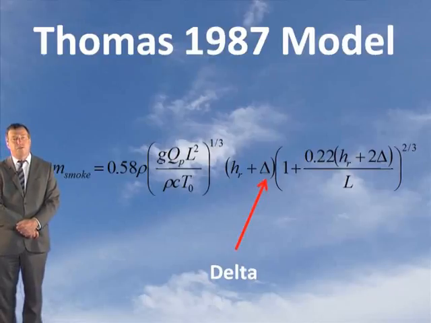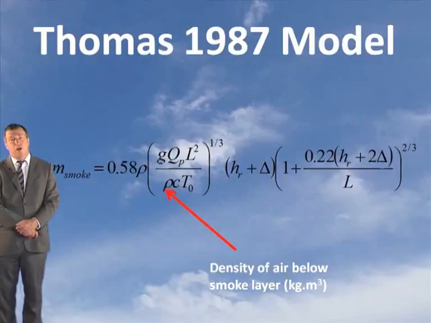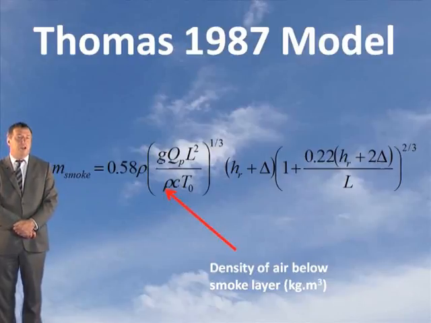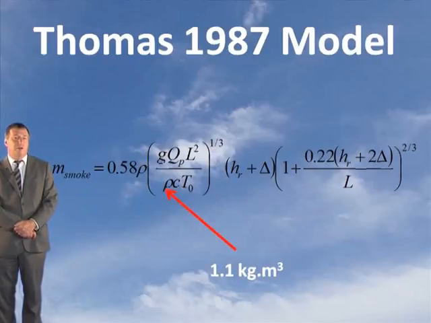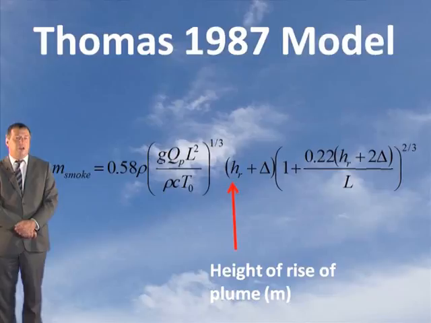Sticking with the main equation for this model, the variable rho is used, and we used to see rho naught representing the density of ambient air, but in this model rho is taken to represent the density of air just below the smoke layer. This air is warmed slightly, and so it's slightly less dense than the ambient air, and it's generally taken to be 1.1 kilograms per cubic metre. HR is the height of rise of the plume from the spill edge to the base of the smoke layer.